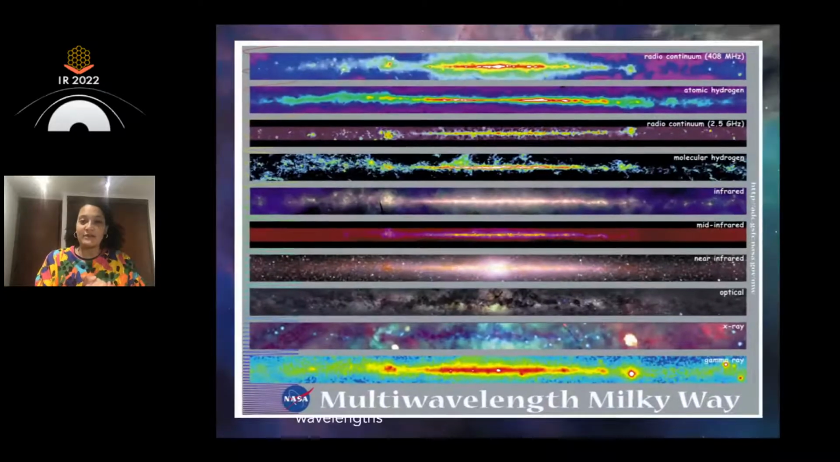And here you can see a picture of our Milky Way in all the different kinds of radiation that I just mentioned. So at the top, we have the radios, the very cool material in our Milky Way. At the very bottom, you see gamma rays, and these are the highest energy regions of our Milky Way. Above that, you see X-rays. Above that, you see optical or visible light. And above that, you can see some infrared radiation as well. And you can see that all of these different types of radiation give a very different view of our Milky Way and anything we look at in space.